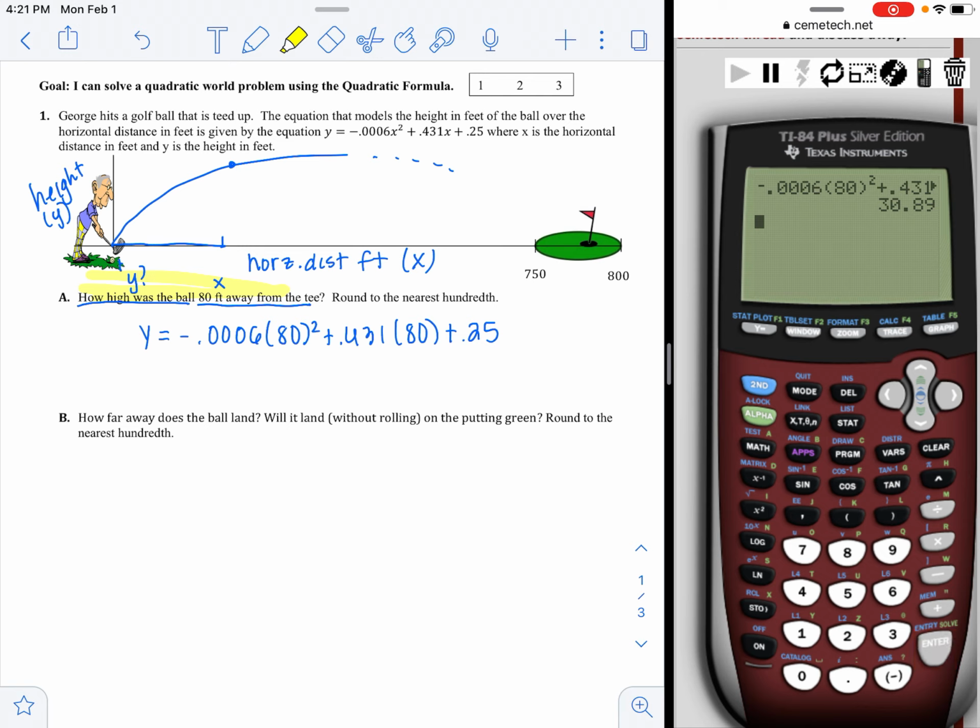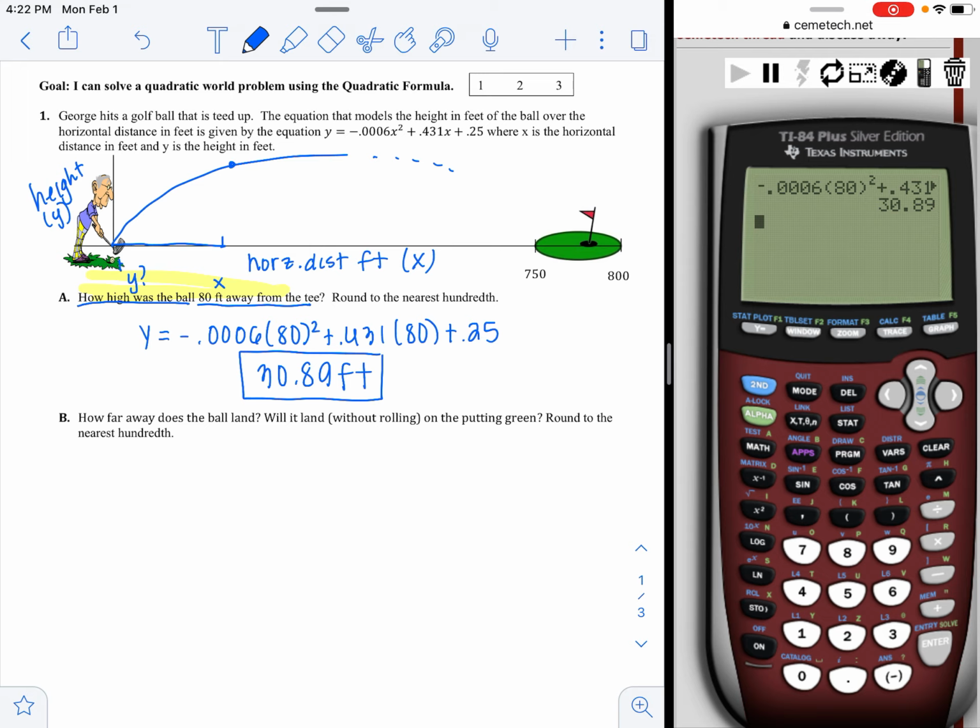And I get 30.89. So round to the nearest hundredth. I don't have to because that's exactly what it is. So I'm going to put, ooh, that's highlighter. How high was the ball? It was 30.89 feet high. Okay, it doesn't ask me to explain it, but if I needed to, I can say after the ball moved 80 feet horizontally, it was 30.89 feet vertically. That works.